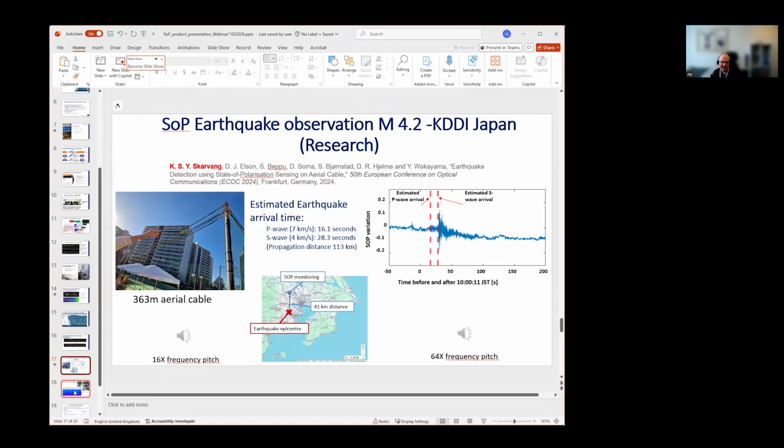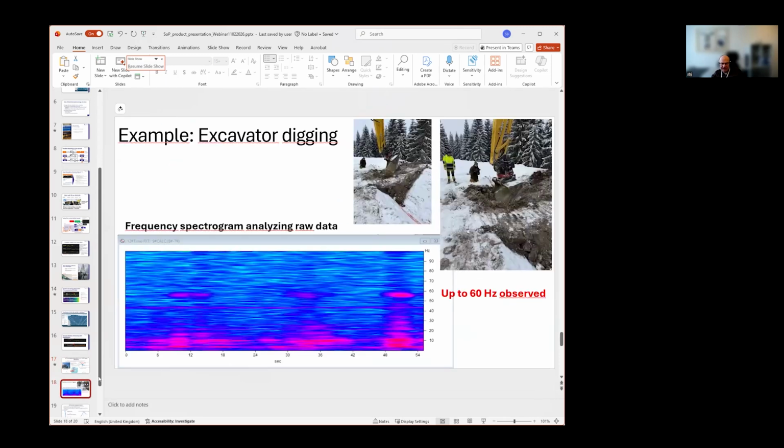So that may also be an interesting application of polarization sensing because you get an amplification of earthquakes when you have an aerial cable because the poles start to swing. So you may be able to see it with a higher sensitivity, and also it may enable you to see local impacts of the earthquake. So this is an example of excavator digging, where we have a frequency spectrogram.